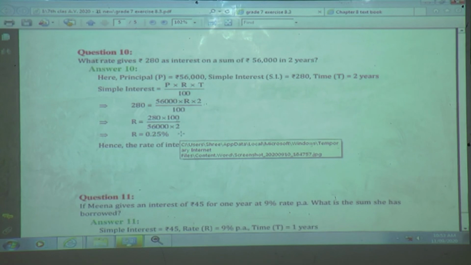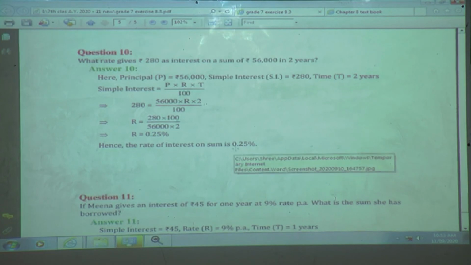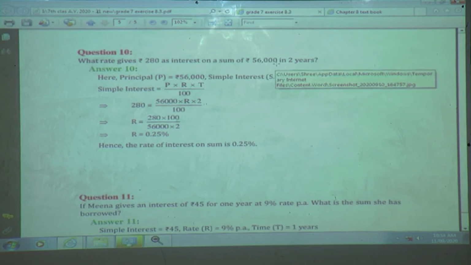So R is equal to, after reducing this, we get 0.25%. What is it? Rate of interest R. Hence the rate of interest on the sum is 0.25% on 56,000 rupees for a time period of 2 years, and the interest was 280 rupees. So when 3 quantities are given, you can find out the 4th one.